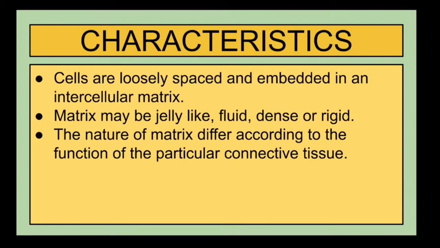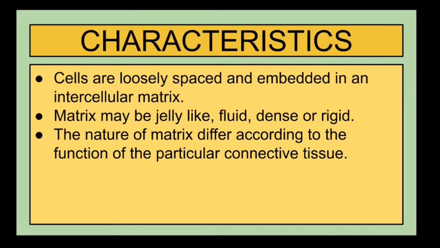The characteristics of connective tissues are as follows. Connective tissue contains cells and matrix. Cells are embedded in the matrix. The matrix has different characteristics. It can be fluid, dense, rigid, or jelly-like. The nature of the matrix differs according to the function of the particular connective tissue.